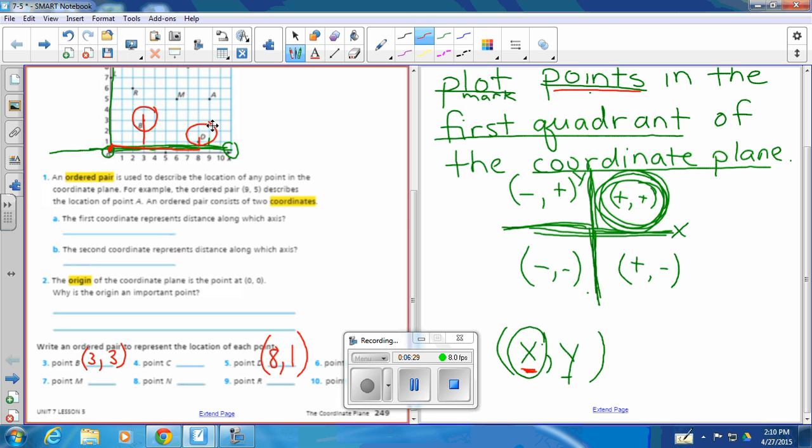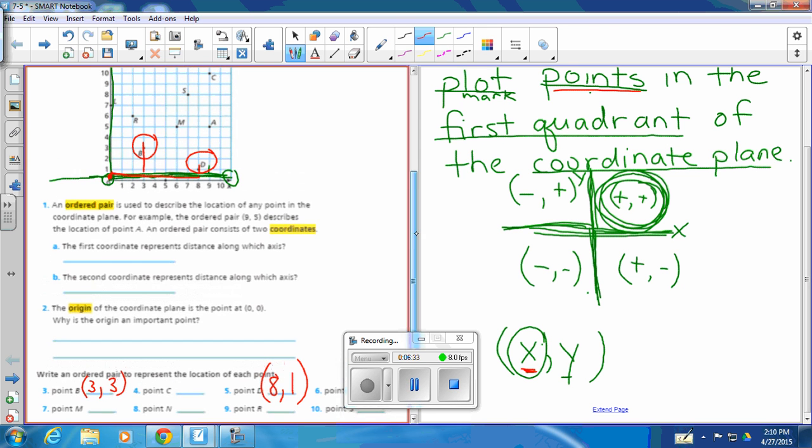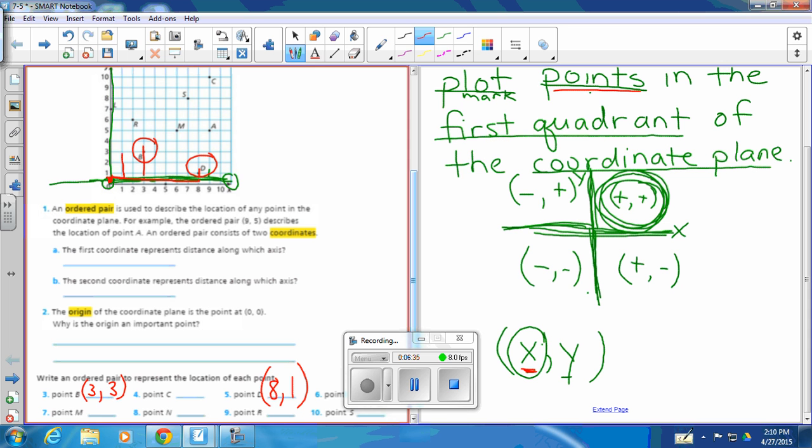Now for those of us that thought it was (1, 8), let's look at what that would look like. If it was (1, 8), we'd go over 1 and up 8. So that means it would be right there. Is that where point D is? Nope. Okay. So remember, your x comes first. So you always look at the x-axis first, which is horizontal, and then your vertical. Okay, let's go ahead and turn the page.